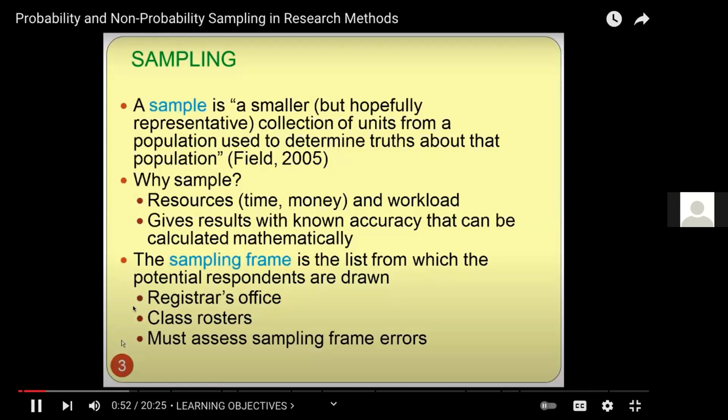Results with known accuracy that can be calculated. Can you hear it now? Means. Yes, but the volume is down.